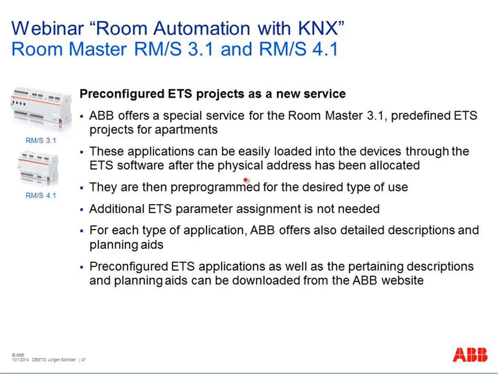You can download it from the internet and download into the device later on, and then you have already a running solution with internal communication, internal connections between in and output. Some documentation is also available. So it's really plug and play, but again also here you can change selected channels later on if it's not completely fitting to your requirements, but in principle already a pre-configured solution we offer to you here. So 5 different apartment types are available at the moment for the Room Master 3.1.